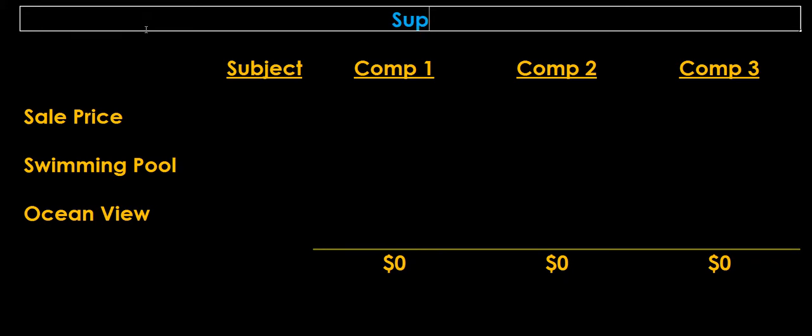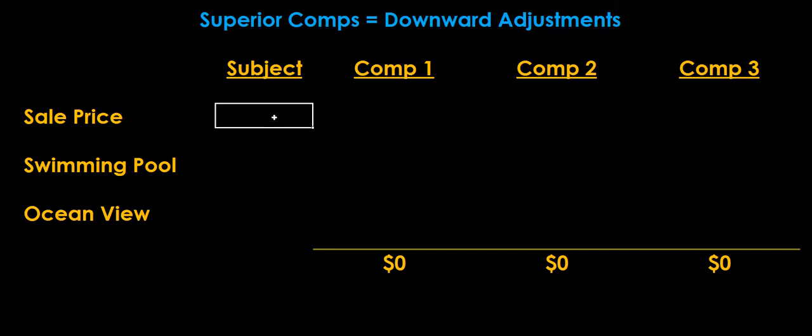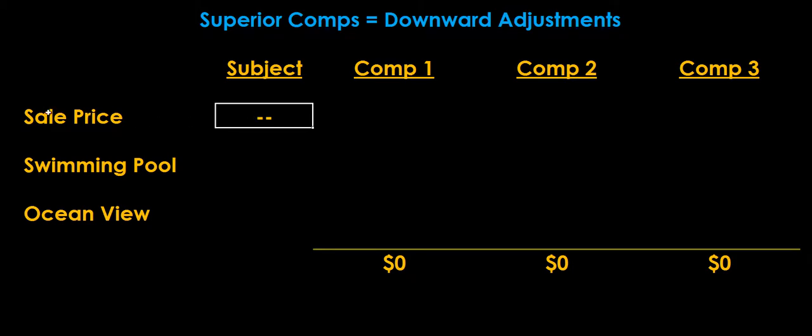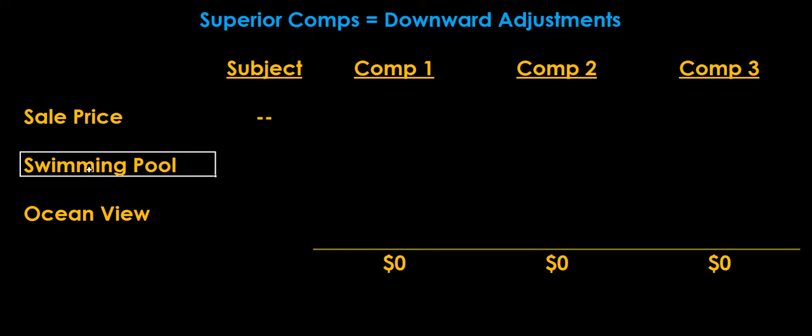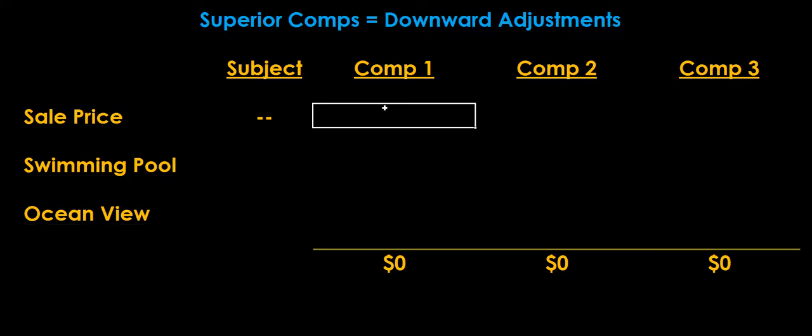So this is going to be called superior comps equal downward adjustments, and we'll talk about why. We're trying to value our subject, so again we'll sort of blank that out because we want to know what the probable sale price of our subject would be. Let's just say it's a single family home again, and we're talking about some comps that may or may not have a swimming pool and may or may not have an ocean view.